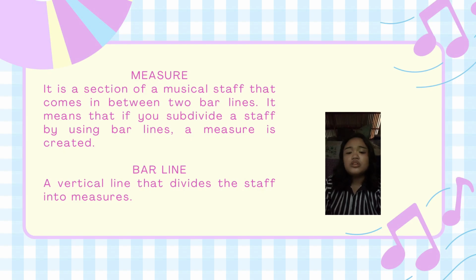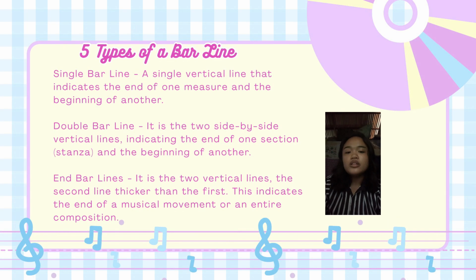Third is the measure. It is a section of the physical staff that comes in between 2 bar lines. It means that if you subdivide a staff by using bar lines, a measure is created. Fourth is a bar line, a vertical line that divides the staff into measures. So there are 5 types of bar lines, namely single bar line, double bar line, end bar line, start repeat, and end repeat. So in single bar line, it is a single vertical line that indicates the end of one measure and the beginning of another.